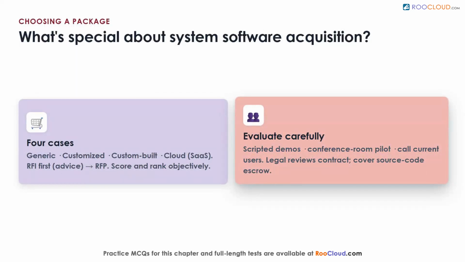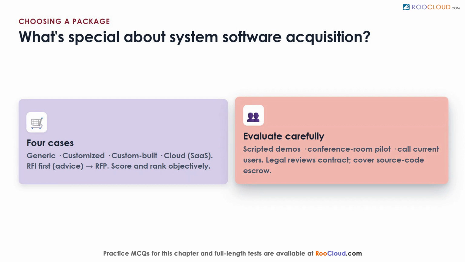What's special about acquiring system software? You weigh business and technical needs together. Cost, compatibility, security, and future growth all count. The software might be generic, customized, custom-built, or cloud-based. A project team writes the request and distributes it widely. Sometimes a request for information comes first to gather advice. You then score and rank the responses objectively.